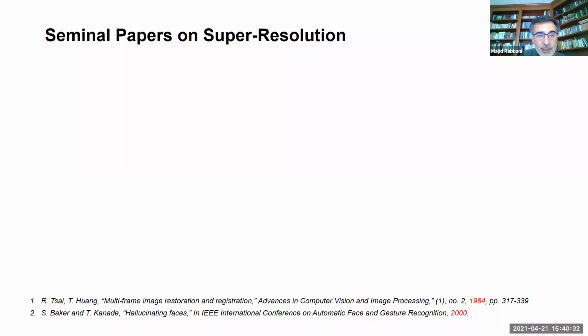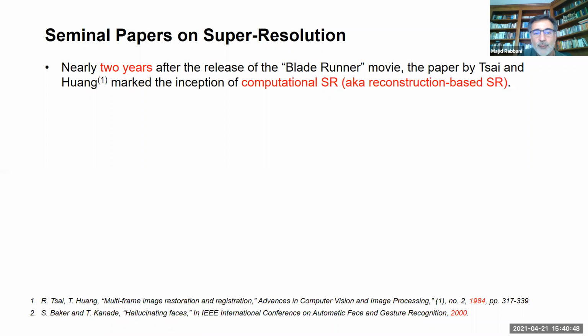Two years after this, and then 20 years after that, there were two seminal papers that marked the beginning of what we call computational super resolution, and then what we call the example-based or the deep learning super resolution. The paper by Tsai and Tom Huang, which was published in 1984, is widely considered to be the first paper that essentially made reconstruction-based super resolution possible. And they talk about fusing images together, registering them, and creating a high resolution image.